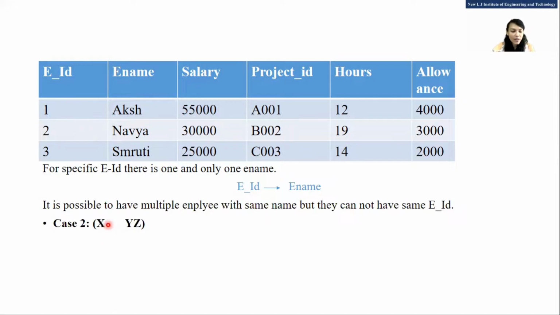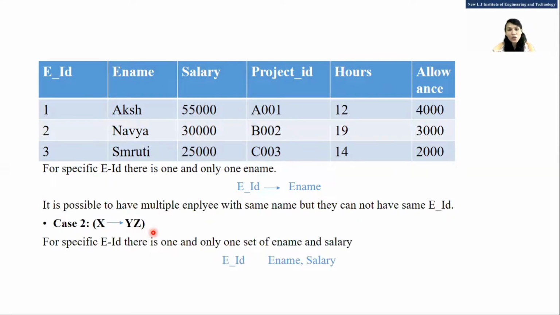Let's take another case where X determines Y, Z. Here EID determines not only ename, but using EID we can determine salary also. So we will simply write EID determines ename and salary. That means ename and salary are functionally dependent on EID.